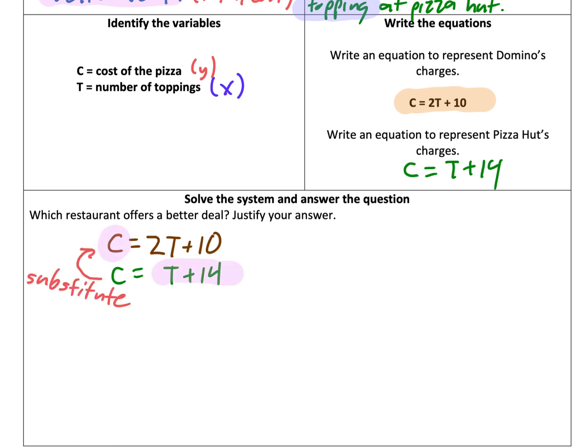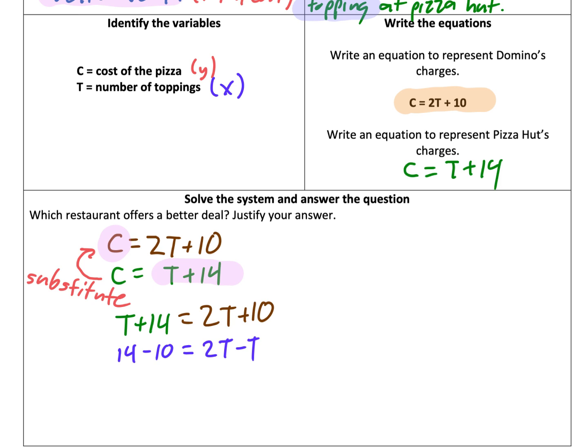Since we have c equals t plus 14, that means wherever we see a c in the first equation, we can write t plus 14. We now have t plus 14 equals 2t plus 10. We want to move all of our variables to one side and all of our constants to the other in order to solve for t, our variable.